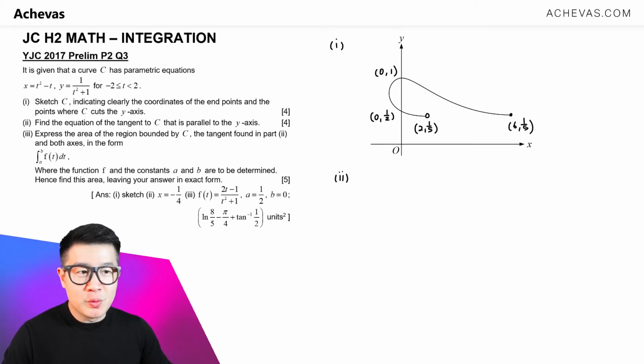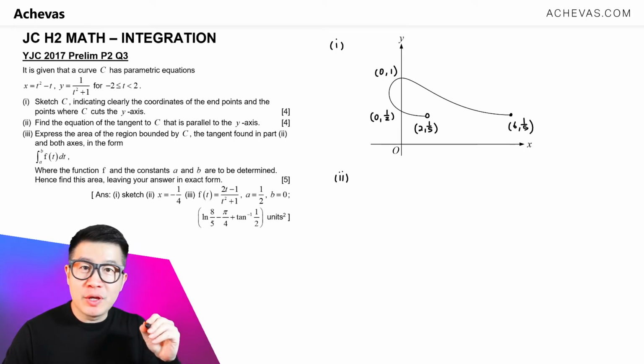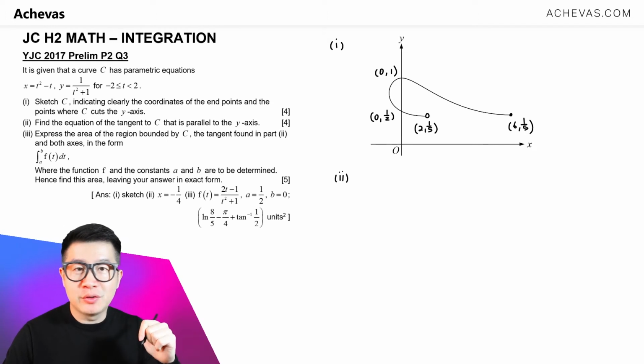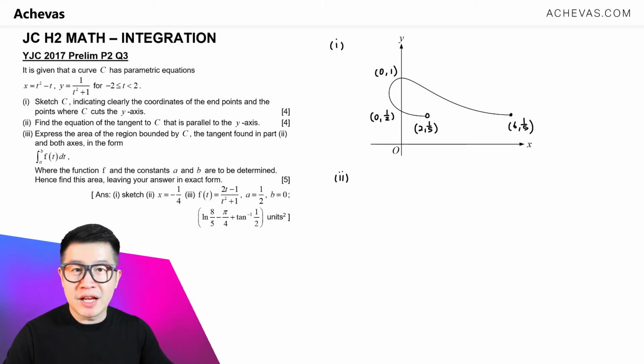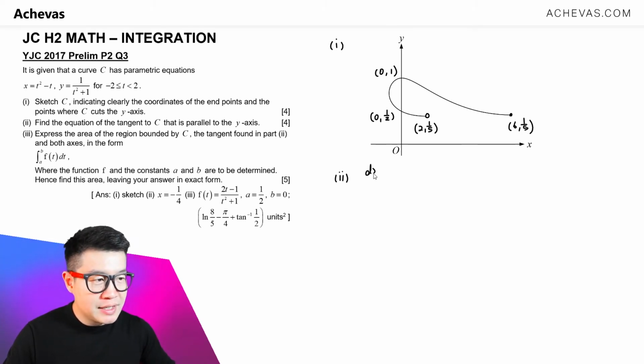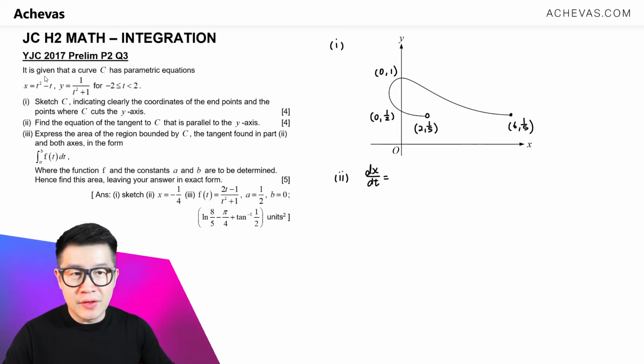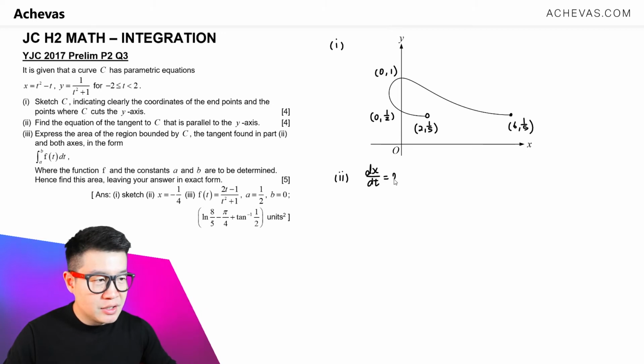And next, we are going to try to work out the equation of the tangent that is parallel to the y-axis. And to do that, we are going to make use of the fact that the gradient, when the tangent is parallel to the y-axis, is undefined. So dy/dx is undefined, is going to be our hint. Let's first find the expression for dy/dx. So to find dy/dx, we will first need dx/dt. Differentiating this with respect to t, it is going to be 2t minus 1.